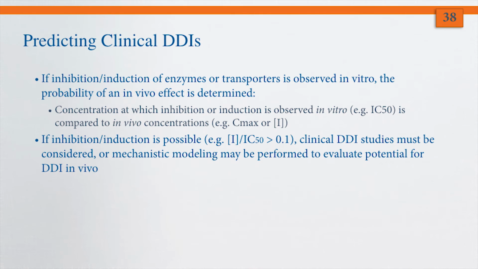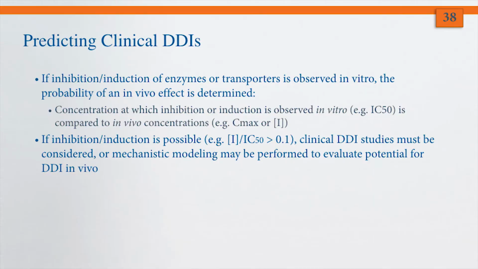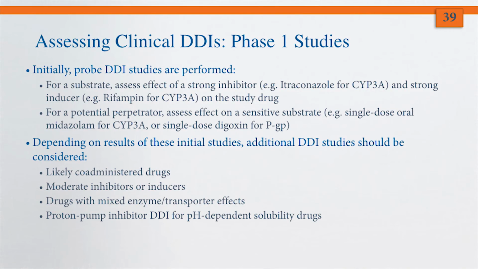More recently, there's been a lot of research focused on mechanistic modeling. This is an in silico method by which we can model what the physiologic system is. We can look at drug transporters, we can look at metabolizing enzymes, and by plugging in some of the in vitro data that we get, we can make some reasonable estimations or predictions of what we might expect to see in vivo. And in some cases, we can do this in lieu of a clinical DDI study.